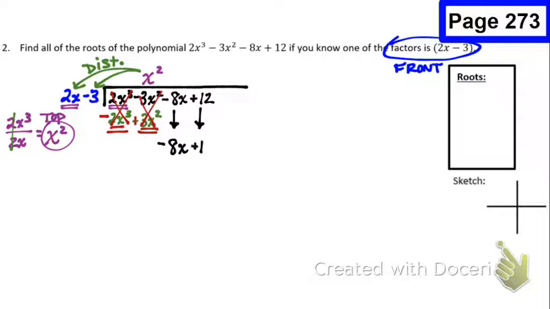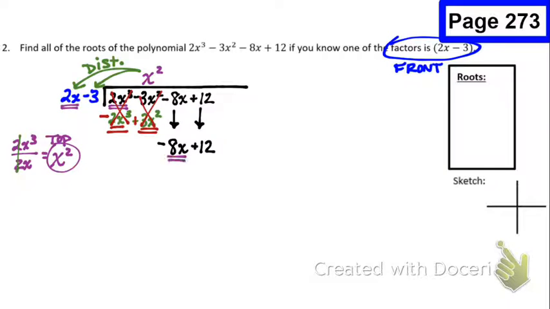-8x plus 12. And then I start all over again. What are the things I want to compare this time? 2x and -8x. So -8x divided by 2x. What would happen to the x's there? X's are going to cancel. So what's -8 divided by 2? -4. This is what goes up on top.